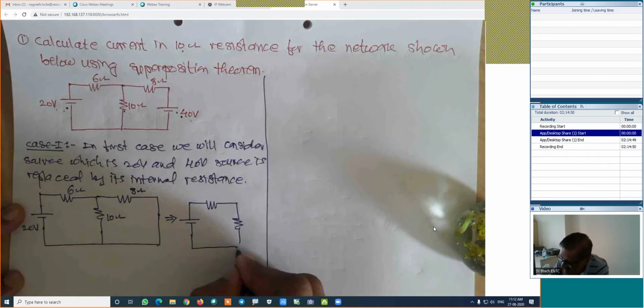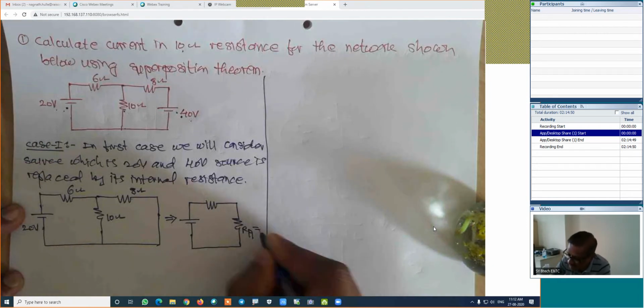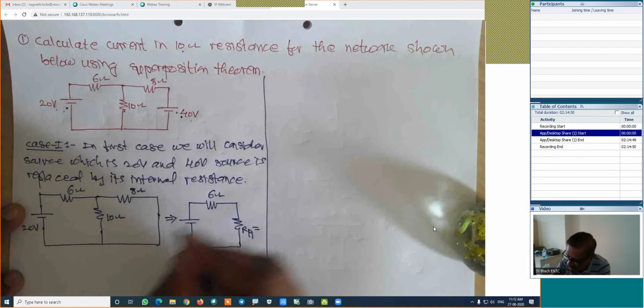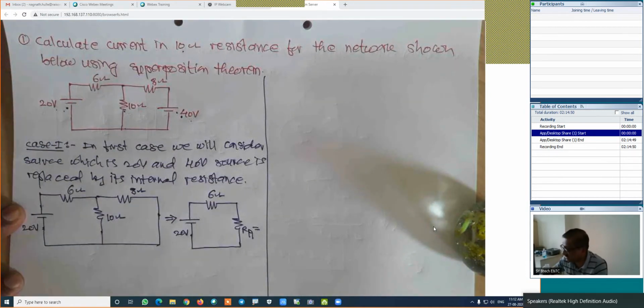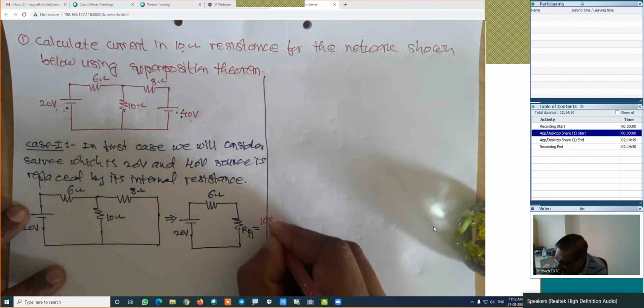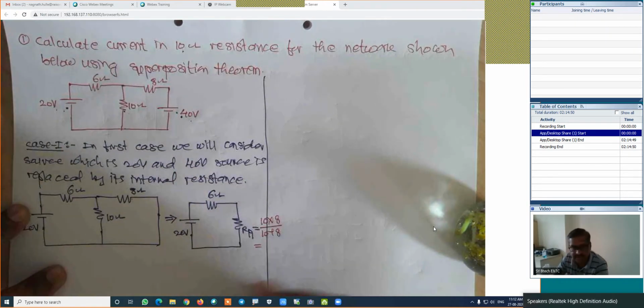Our figure will be something like this. Is it right? I will call this RP1, which is equal to, this value is 6 ohm, this value is 20 volt. How much is the RP1 here? Parallel combination of these two is 10 into 8 divided by 10 plus 8. How much is the RP1?